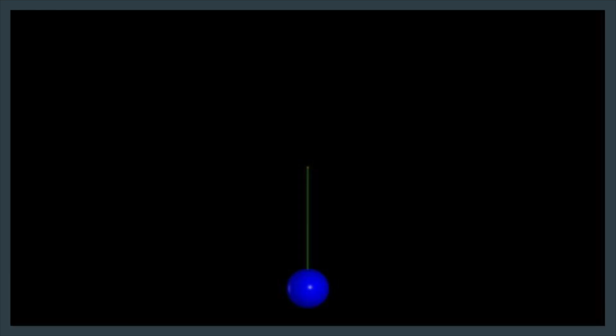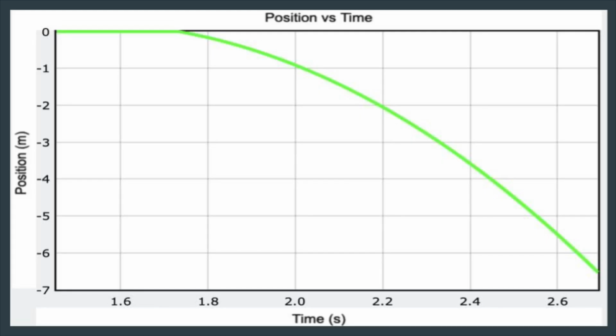The blue ball represents the bottom of the slinky in this lab, while the green line represents the path. The bottom of the slinky initially was at rest at y equal to 0, but eventually fell to where it is shown now, once the slinky fully collapsed. This is the resulting position versus time graph of our GlowScript model.